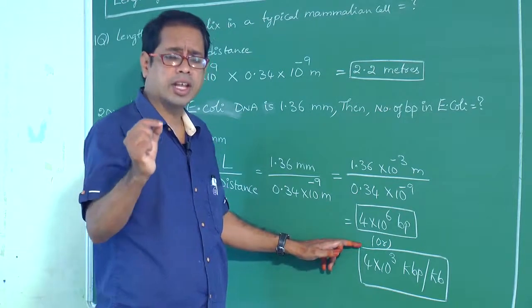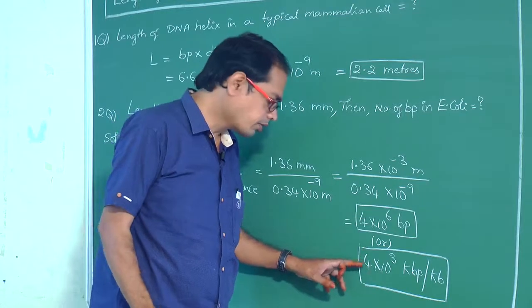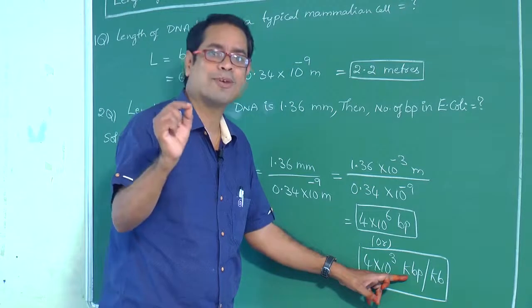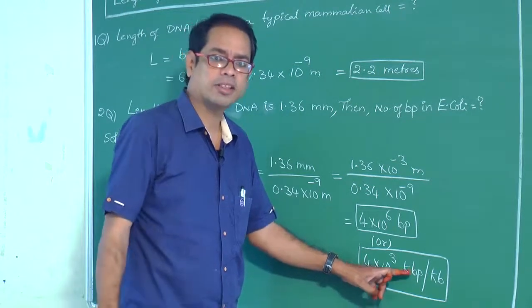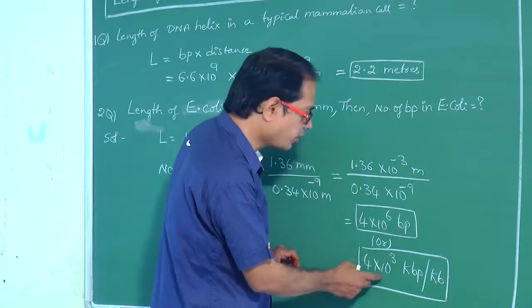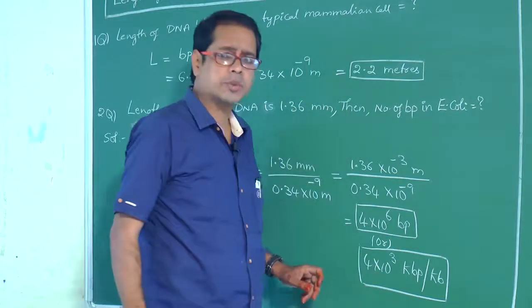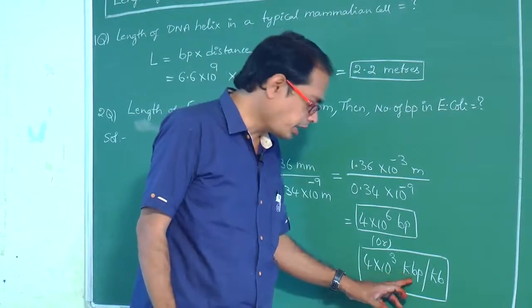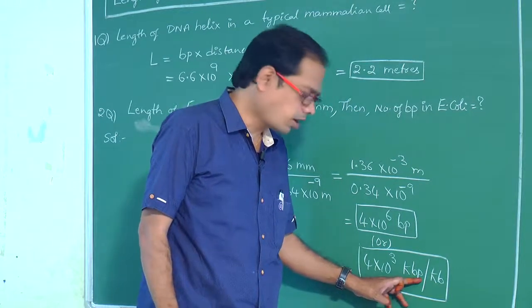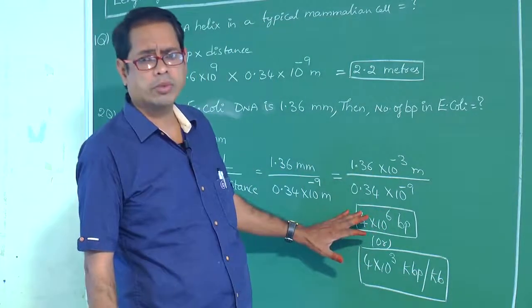Nowadays, scientists also calculate in kilo base pairs. Kilo means 10 power 3. So 4 into 10 power 6 base pairs is equal to 4 into 10 power 3 kilo base pairs. Kilo base pairs may be written as KBP or kb. Okay, are you understanding, my dear students?